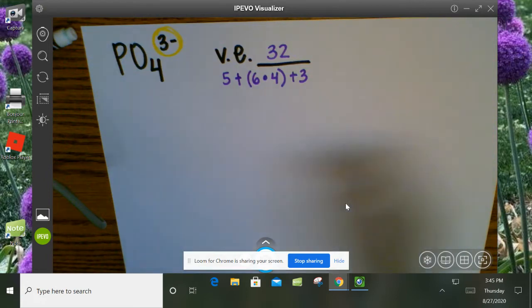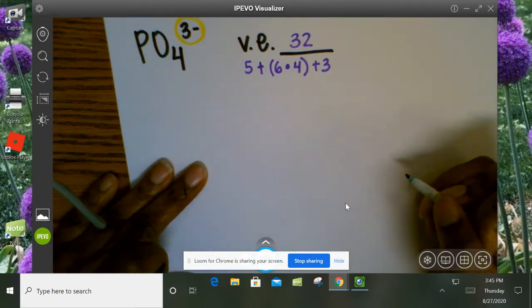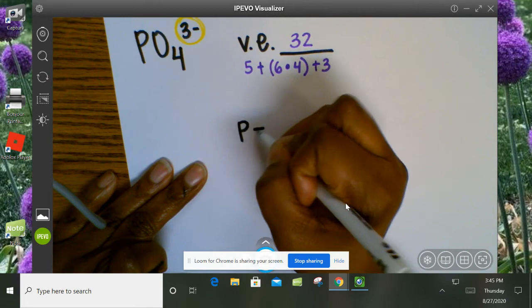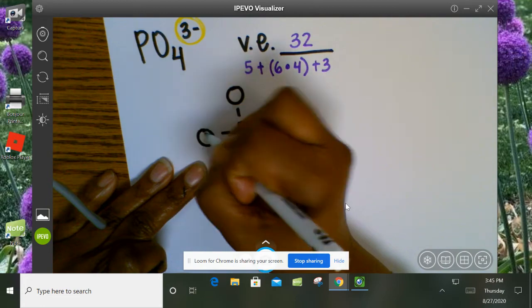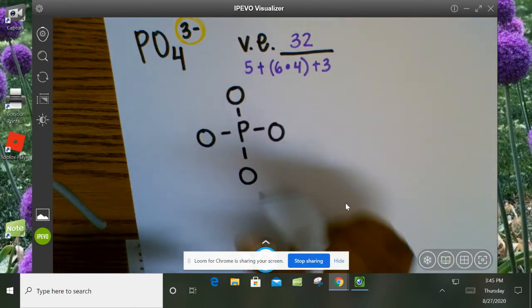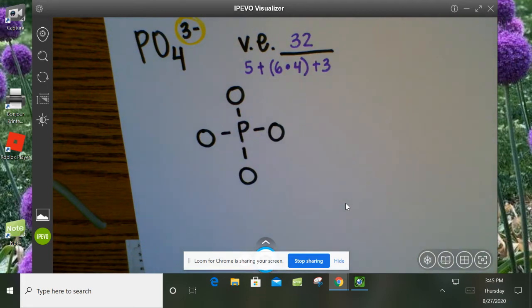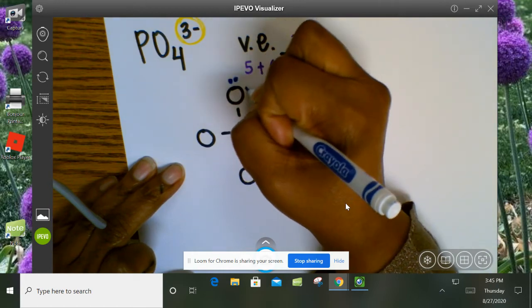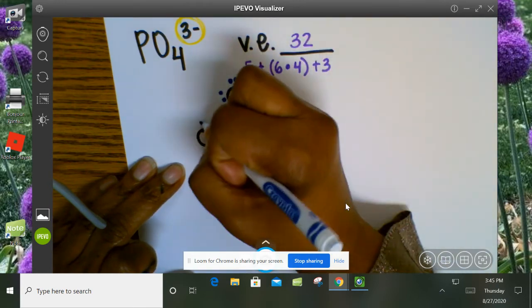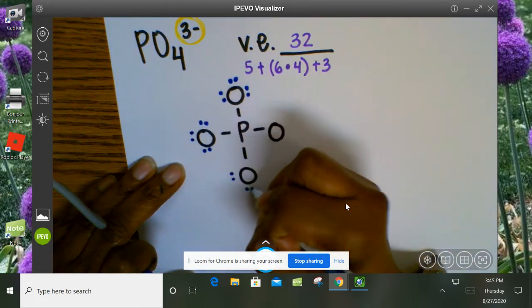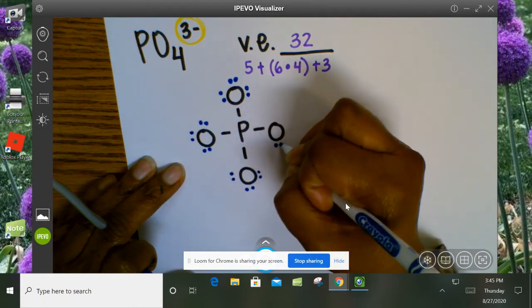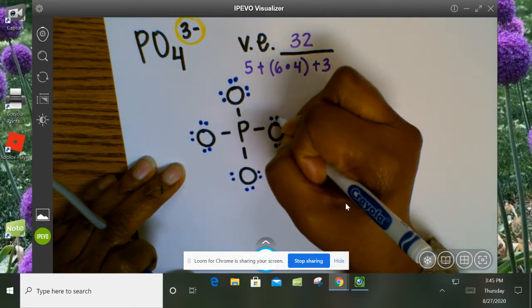Now, doing the Lewis structure, nothing changes from what we did yesterday. We're going to put phosphorus in the middle, and we're going to surround it by the oxygens. And so we've used up 8 of our electrons, and we have 24 more to go. So here we go: 2, 4, 6, 8, 10, 12, 14, 16, 18, 20, 22, and 24.